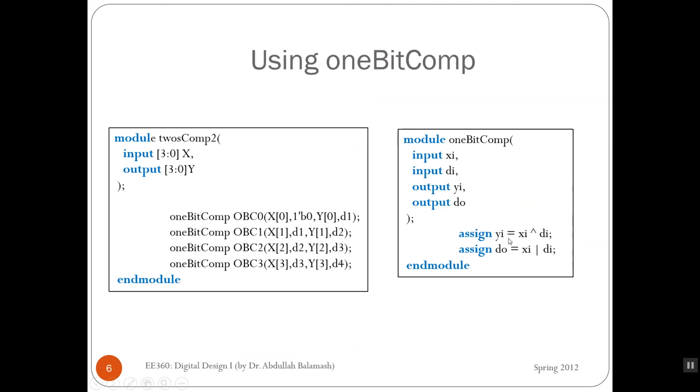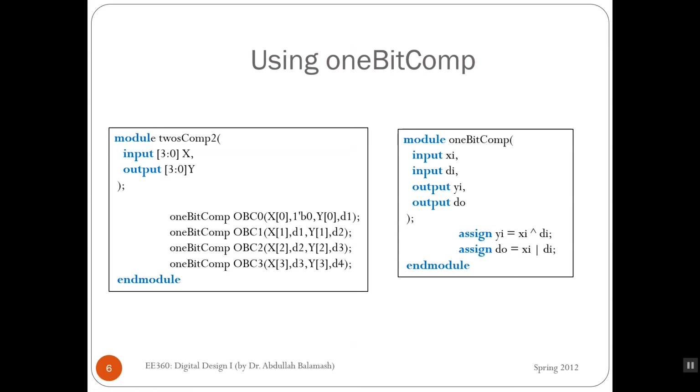This is the Verilog module for the first circuit, which is the 1-bit comp. Here we have 2 inputs Xi, DI, 2 outputs Yi, DO, and we have 2 logic gates, the XOR gate and the OR gate. Here is the module of the TwosComp2 circuit, which is the whole circuit. We have an input of 4-bit long X and output is 4-bit long also Y. And here we have 4 calls to this module, where we feed one bit of the X into each of these calls, and each DO of this module is fed into the DI of the next module.